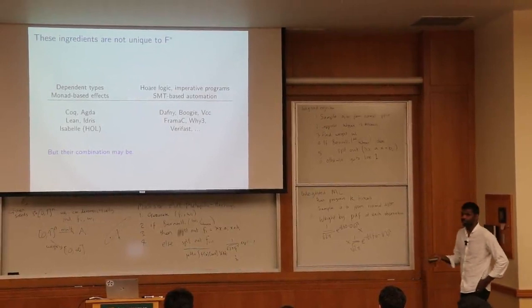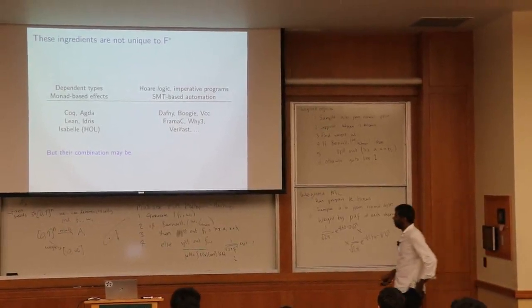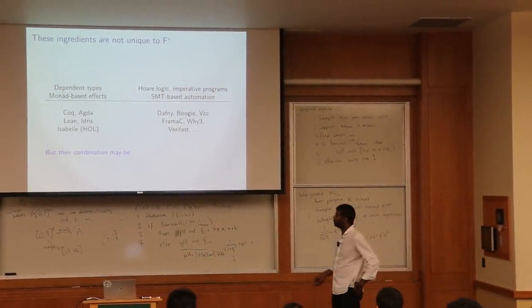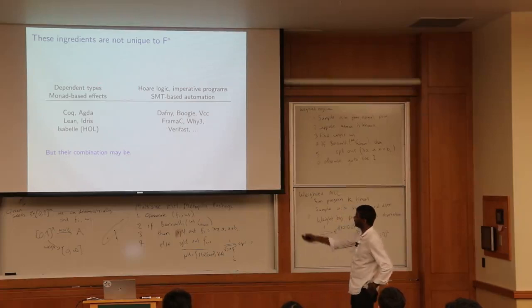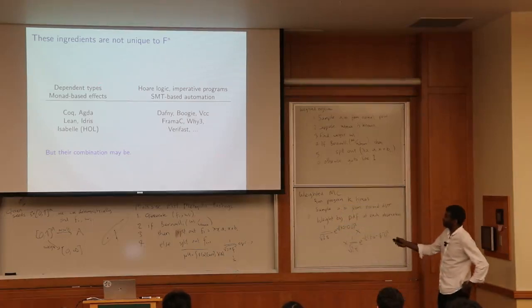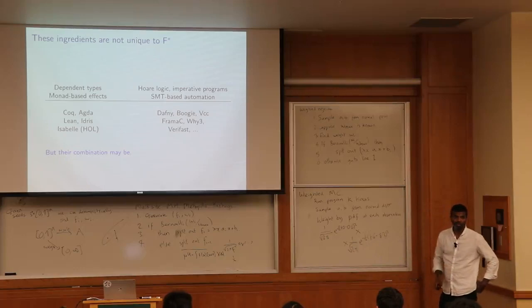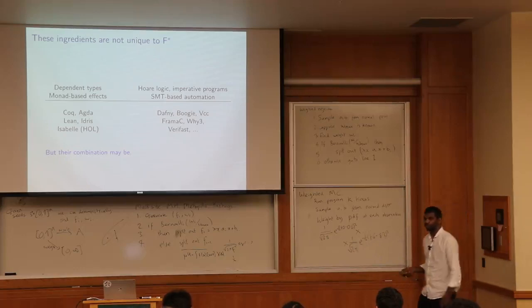Now, all of these ingredients on their own appear in many prior languages. So modeling effects using monads, that's kind of what you would do normally in many differently typed languages. Unary Hoare logics and SMT-based proofs, you see them a lot in this camp. But this kind of combination of things, again, is really sort of unique to F-star.